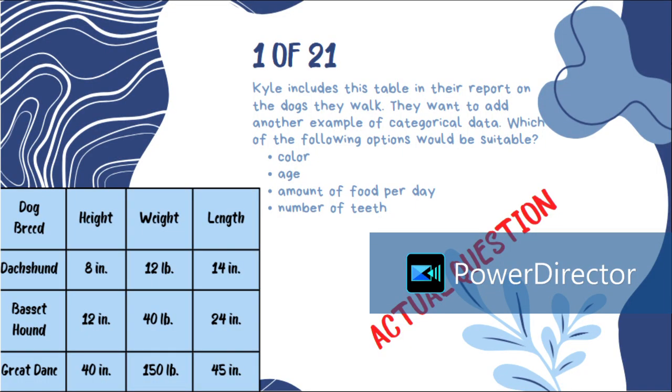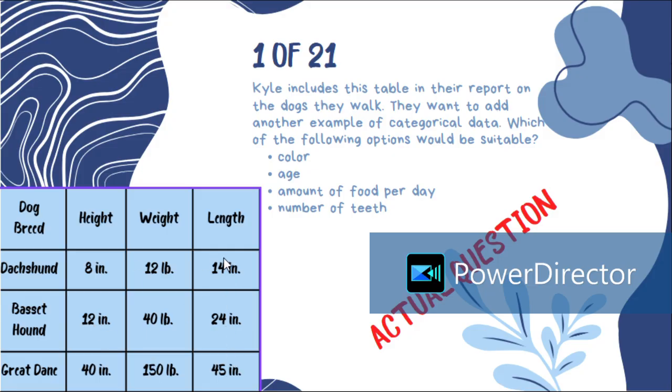Here is number 1. This is the actual question, so I will show you and guide you on how to answer this, but I'm not going to answer it for you. Kyle includes this table in their report on the dogs they walk. They want to add another example of categorical data. Which of the following options would be suitable? So your two choices for this are either categorical or numerical. Numerical data is numbers. All three of these categories are numerical because you can see they have numbers.